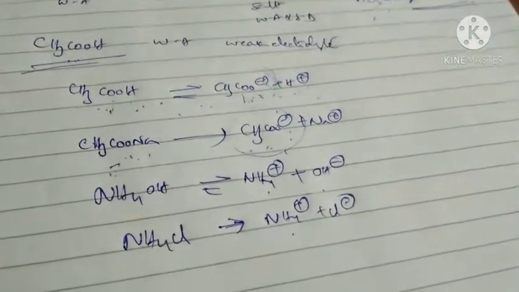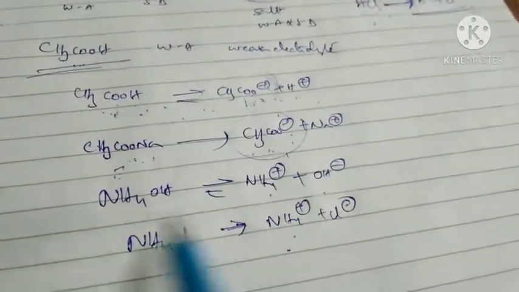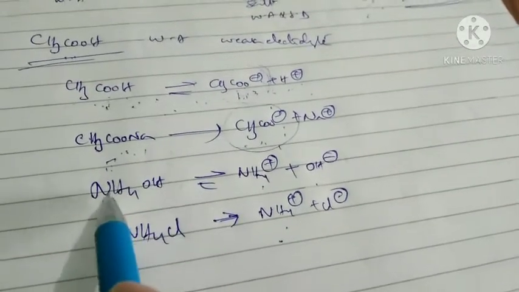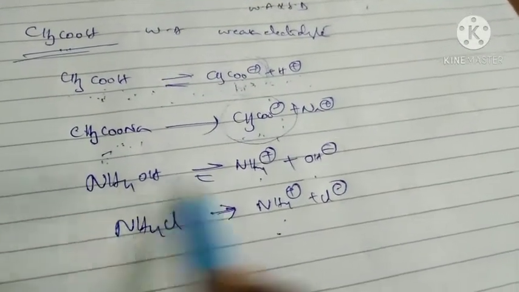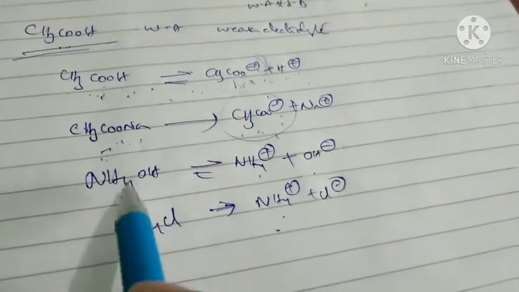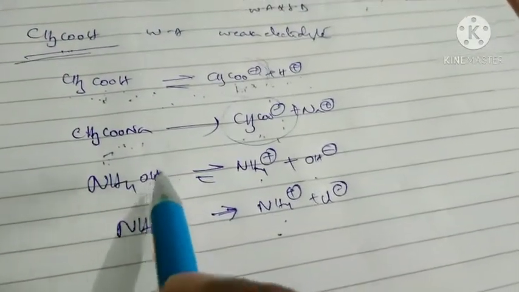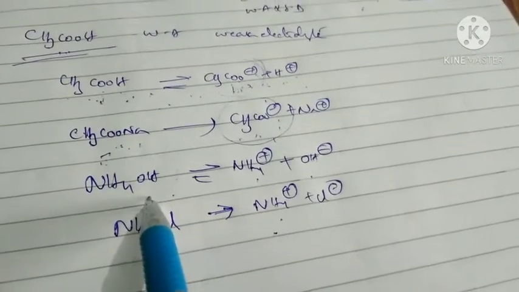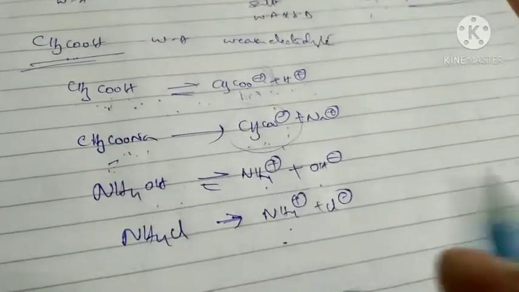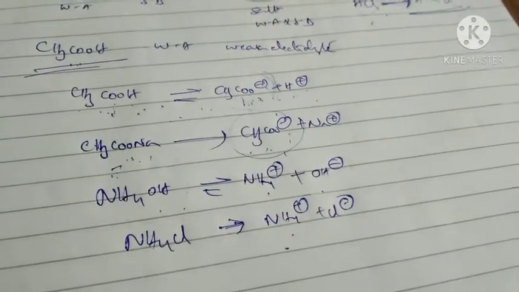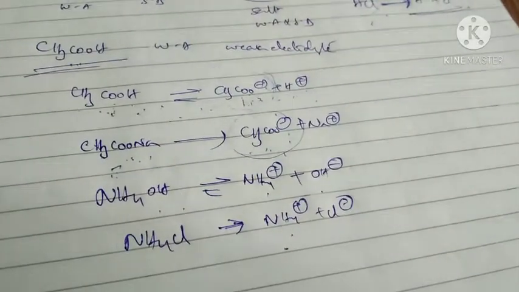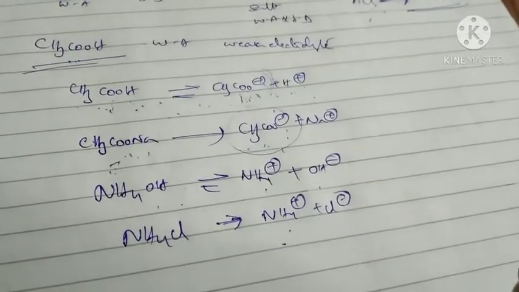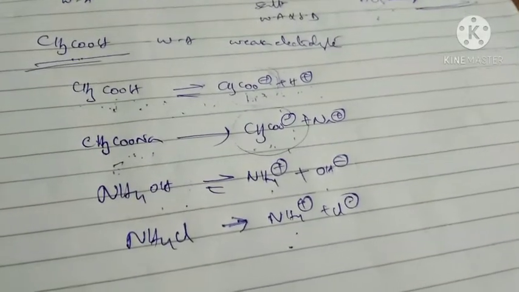Automatically what happens? The product's concentration increases because this is a common ion. Automatically the backward reaction takes place. Then dissociation is suppressed. That means the forward reaction does not take place; the dissociation of the weak substance decreases. What is that? NH4OH, the weak base. So due to the common ion effect, the dissociation of a weak electrolyte decreases. That is called the common ion effect.